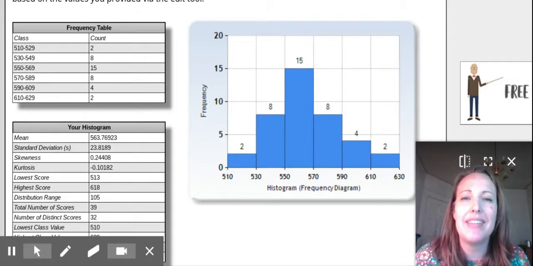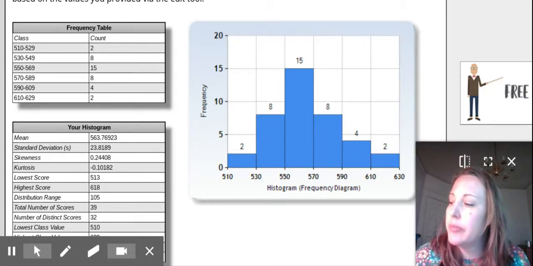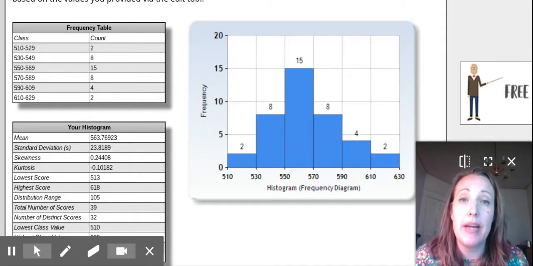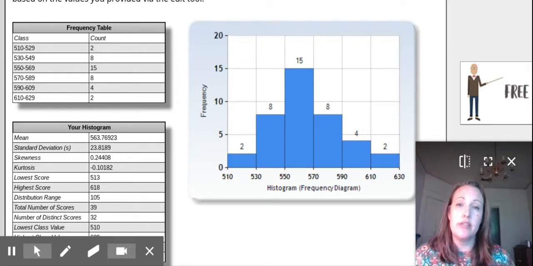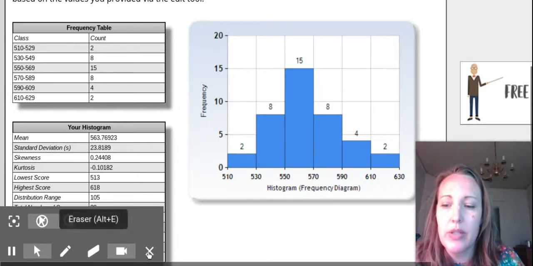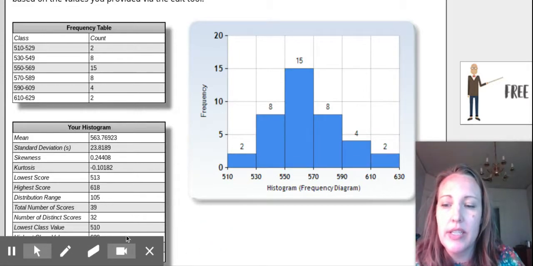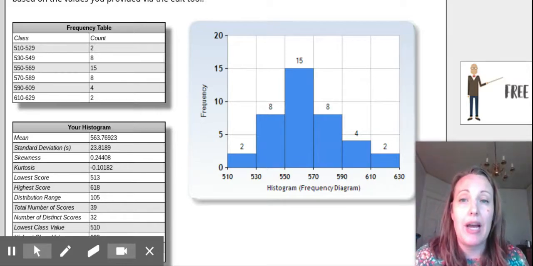Hey, welcome back. It's Mrs. Golding. And we are on part two of the problem, so math packet page 14. It's the only problem on that page. We have already created our histogram based on the information that we were given. And so we're going to continue to analyze that histogram, and we're going to answer the questions that are in your packet.